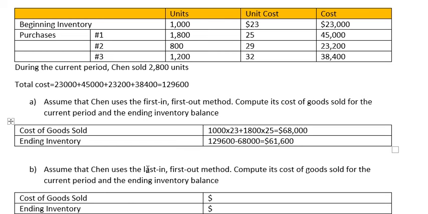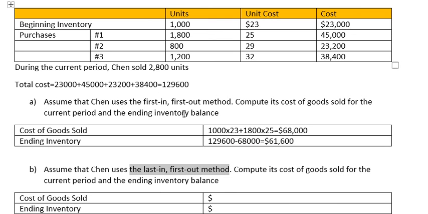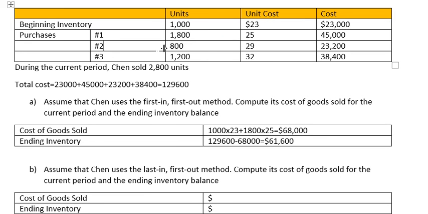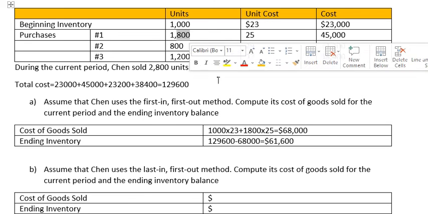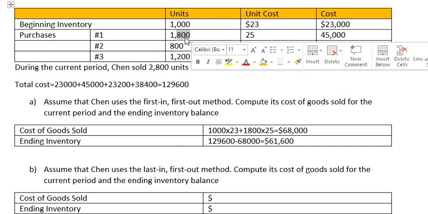Question number 2, we use last in, first out. That means the last unit coming to inventory is sold first. So we have 1,200 that we sold first. Later we have another 800, and because the sum of them is 2,000, we use another 800 in here. That's the technique for last in, first out. Last in means this one will go first, later this one goes second, and the remainder will go to the last one in here.